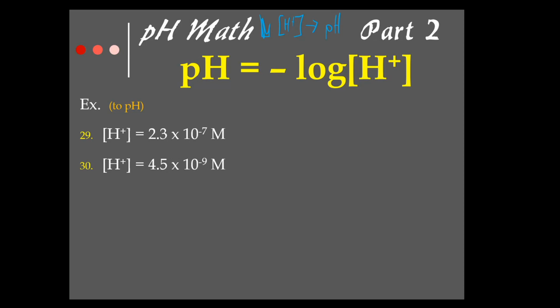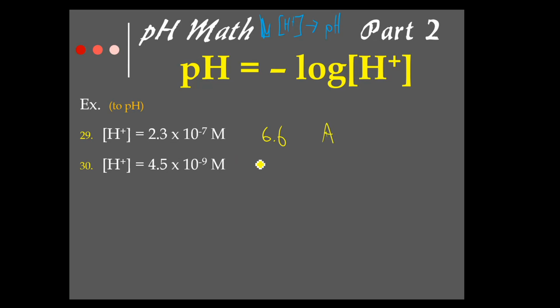So you type that in. All I did was negative log, 2.3 times 10 caret negative 7 in parentheses, equals, and it spits out a number with lots and lots of decimals. But again, we don't want that. We want to make it so that we only have a certain amount of decimals. In this case, it'd be 2 because we have 2 here, but again, 2 or 3 will work. So the answer to this is 6.6. And 6.6 means we have an acid because it is under 7.